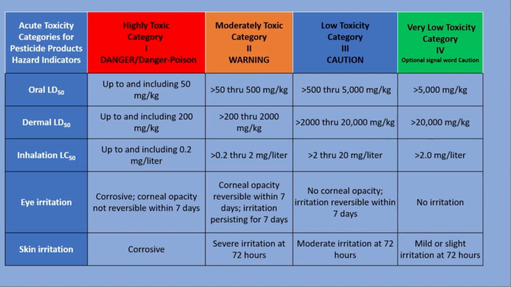Looking further down the left side of our chart, we're going to look at eye irritation. Under the highly toxic category 1 danger/danger poison, eye irritation is considered corrosive, corneal opacity, not reversible within 7 days. Under moderately toxic category 2 warning, eye irritation is corneal opacity reversible within 7 days, irritation persisting for 7 days. Under low toxicity category 3 caution, there is no corneal opacity, irritation reversible within 7 days.